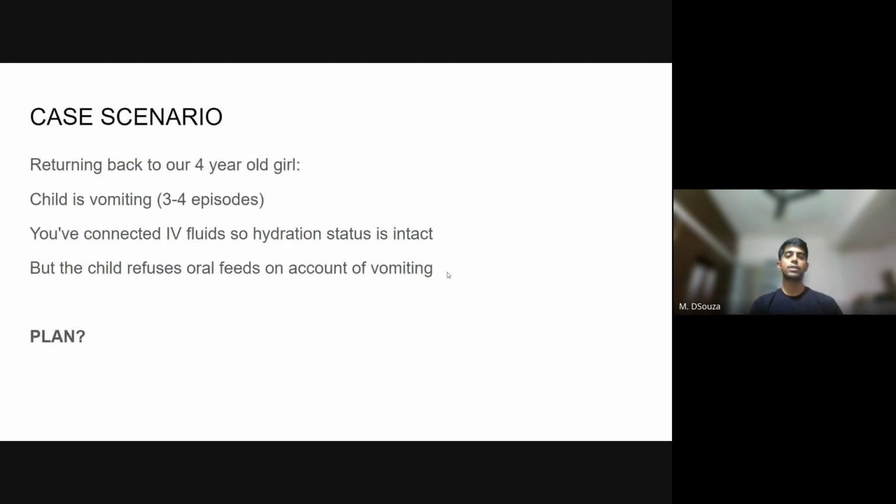Okay, so returning back to our 4-year-old girl, you have connected IV fluids, so hydration status is intact. But now you notice that the child is vomiting and refuses oral feeds on account of vomiting. So this is where we would address the next thing that you have told us to cover, antiemetics. It is at this stage that you would consider giving an antiemetic, if you're not able to hydrate the child simply because of vomiting.